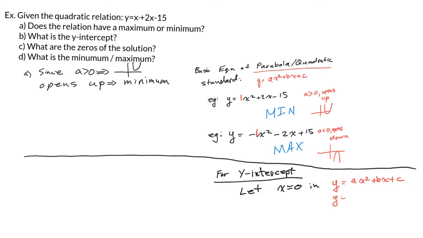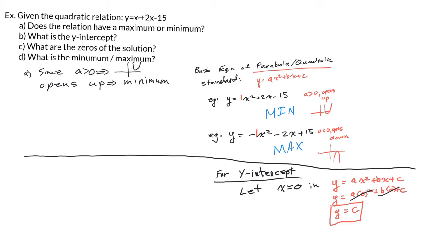So that means we get y is equal to a times 0 squared plus b times 0 plus c. What the heck? In this case, 0 times anything gives 0, so that's gone, and this goes away as well. So in the end, we always have the c value. This means the y-intercept is the constant term. Otherwise, we always just have to let x equal 0 and find our answer.